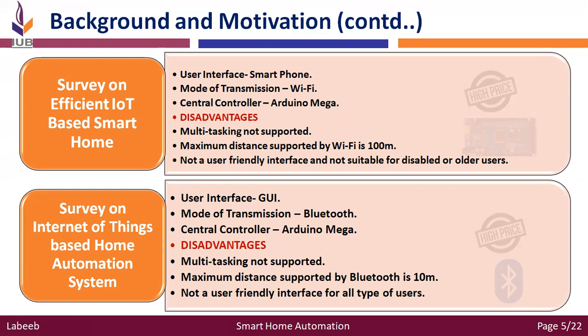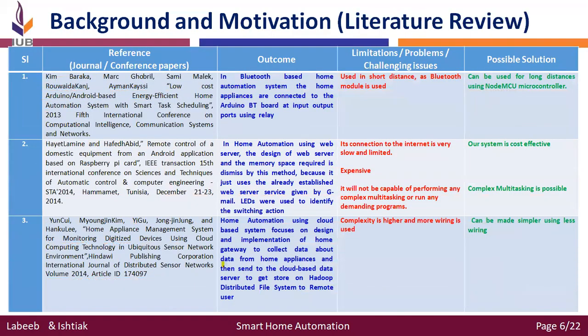So another survey on Internet of Things based home automation system. In another project, the user interface was a GUI, the mode of transmission was Bluetooth, and the central controller, similarly, was Arduino Mega. So the disadvantages are similar to the above project: multitasking is not supported, the maximum distance by Bluetooth is 10 meters, and it is not user friendly for all types of users. So background and motivation here is the literature review.